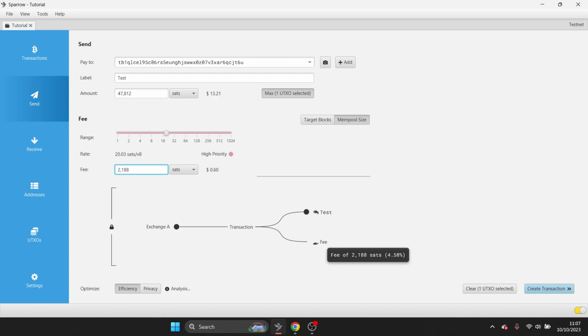So the point that I'm trying to make is that it would be better for you to have fewer inputs, because the more inputs you have, the more space you'll take, and again, the more space you take, the more fees you have to pay.